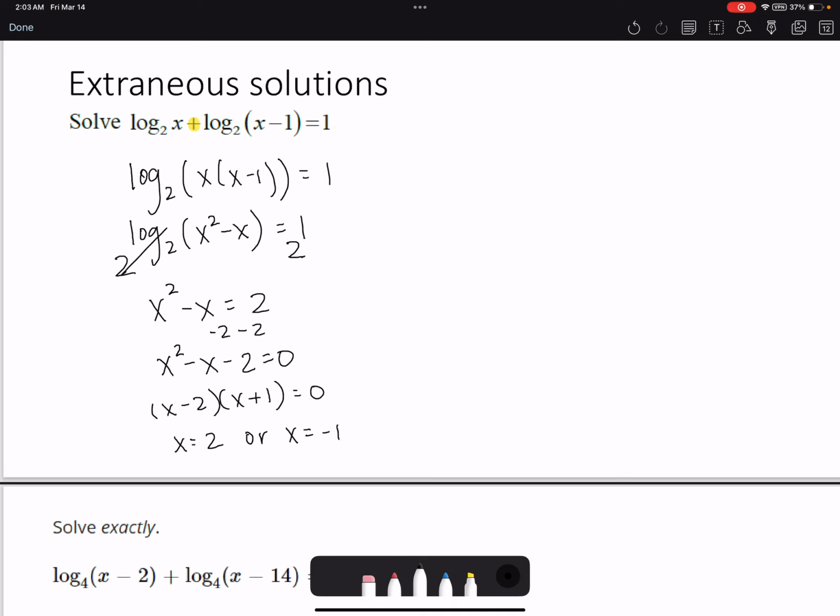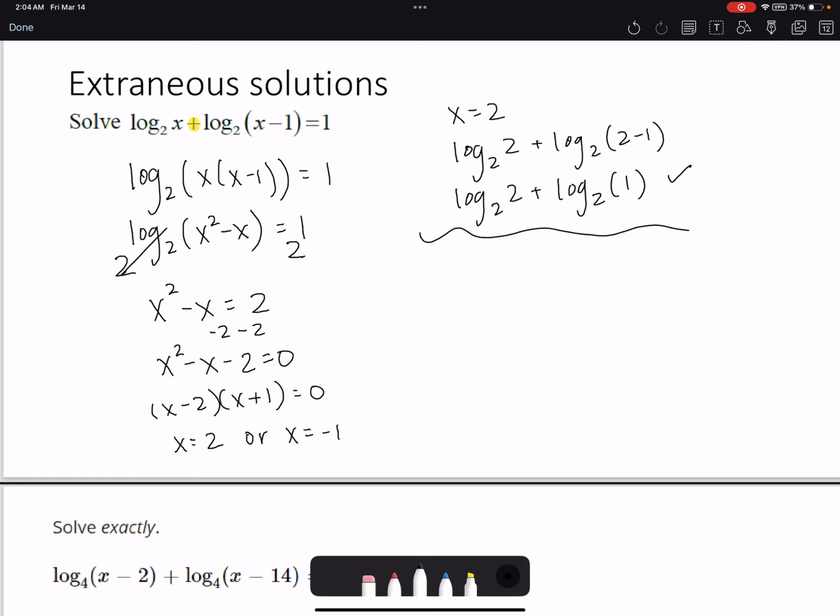So if we plug in 2, if x equals 2, we get log base 2 of 2 plus log base 2 of 2 minus 1. So that's log base 2 of 2 plus log base 2 of 1. And that all checks out. That's fine.